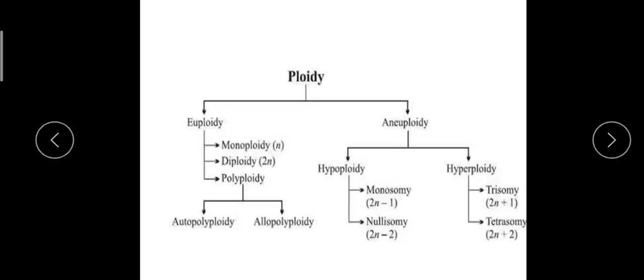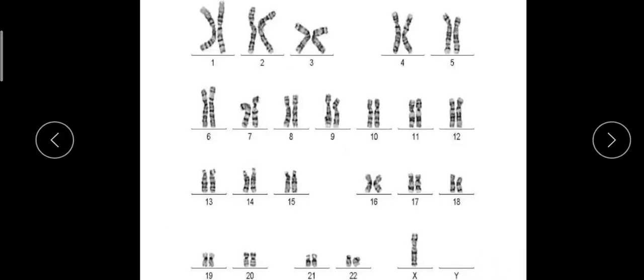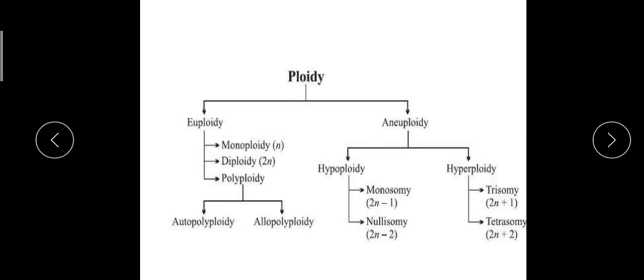And aneuploidy, coming to aneuploidy, the details we will be mentioning with the help of some figures. See here, aneuploidy can be hypoploidy or hyperploidy. Hypo means lower, that is the chromosome number will be less, one or two chromosomes less compared to the normal chromosome number. In hyper, which means higher, the chromosome number will be additional, one or two chromosomes will be found in addition.